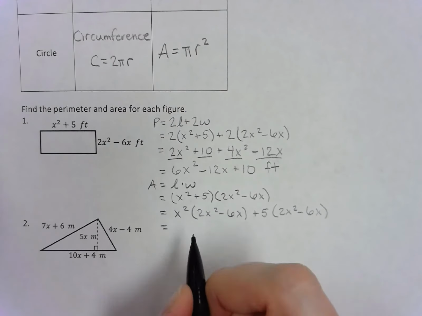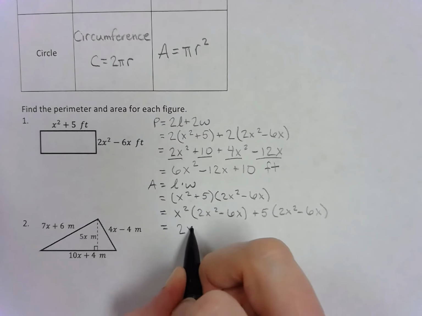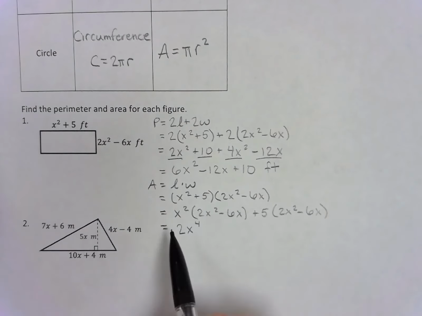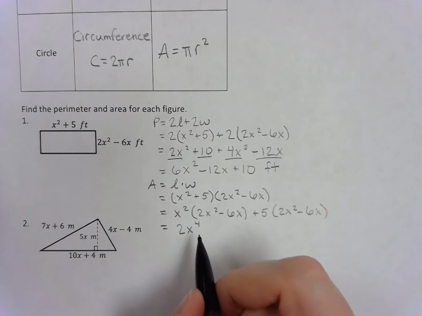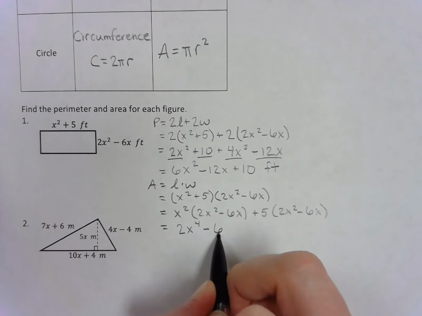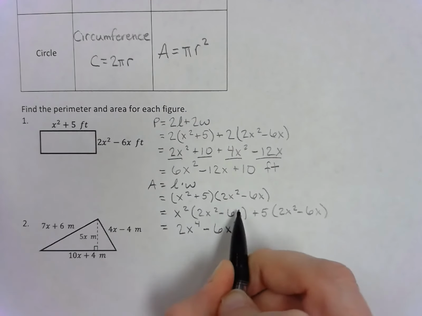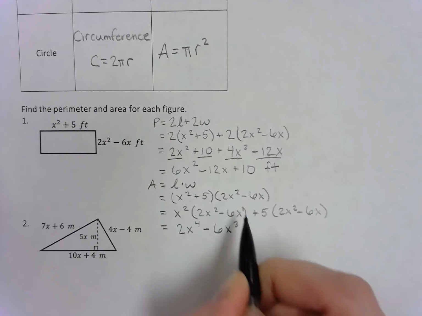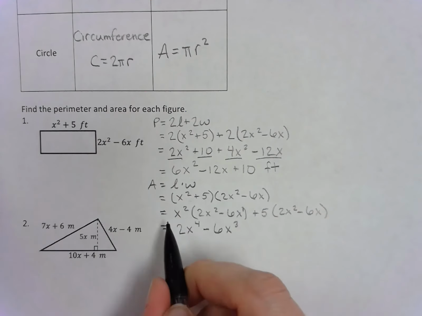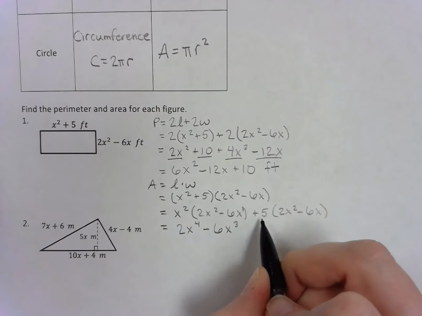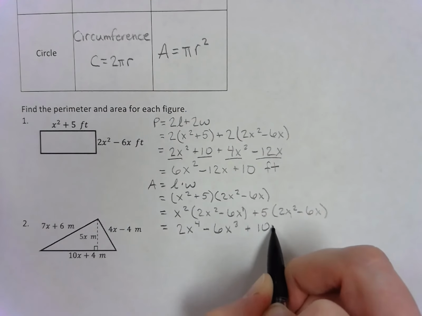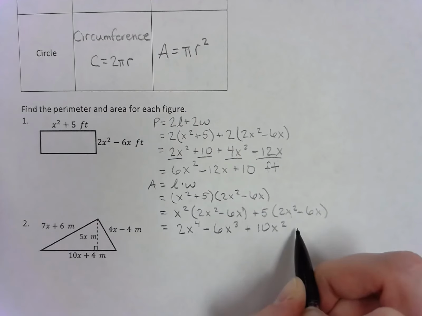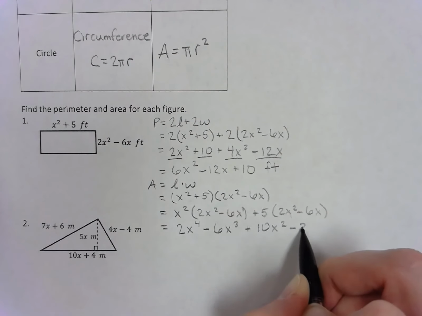So distribute that to each term. So we have x squared times 2x squared. That gives us 2x to the 4th. This is where we add the exponents. When you're multiplying powers, you add those exponents. So x squared times the negative 6x gives us negative 6x to the 3rd. Again, adding those exponents, there's really one there. So x to the 1st and x squared makes 3. Continue distributing. We've got 5 times 2x squared gives us 10x squared, and 5 times negative 6x gives us negative 30x.